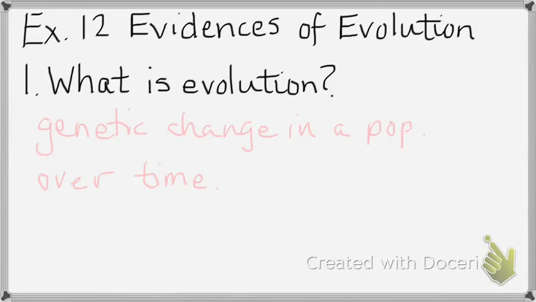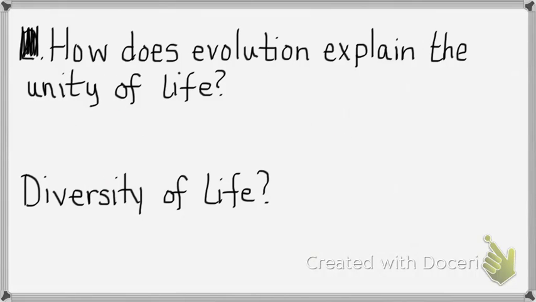You could find that definition in your notes. Okay, I also have, how does evolution explain the unity and diversity of life? Okay, the unity of life. Well, all semester I've been telling you that there is a lot of unity in life, like that all cells have DNA, all cells have all 3 kinds of RNA, all cells use the same genetic code, all cells use the same amino acids, all of those things. So evolution helps us understand that because all life has common descent.